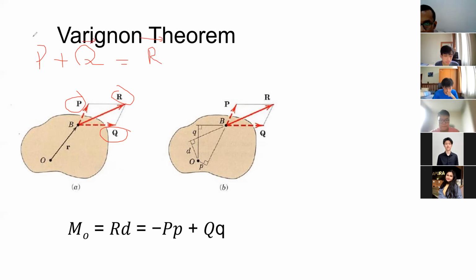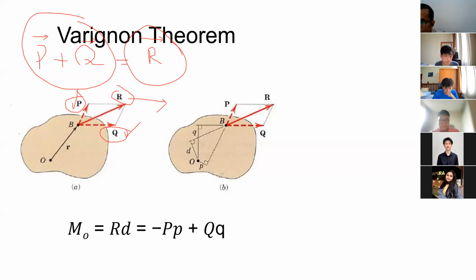Okay, so basically, if you want to divide vector R into P and Q, we can do it that way. If we want to calculate the moment which is caused by vector R, we can calculate it by adding the moment which is caused by vector P and the moment which is caused by vector Q.